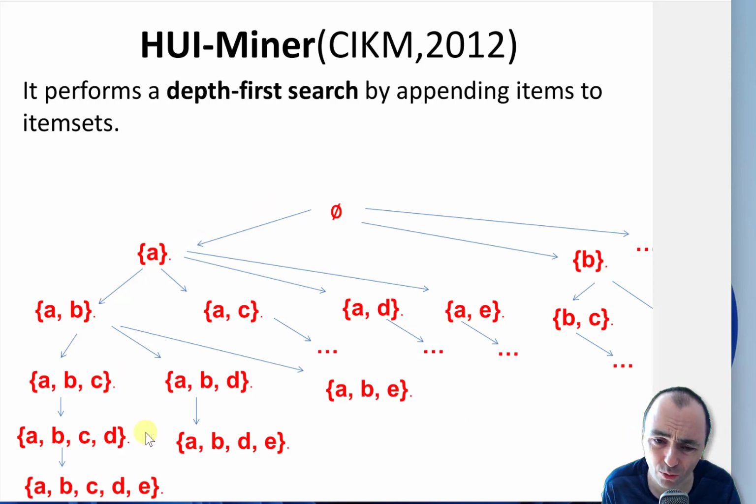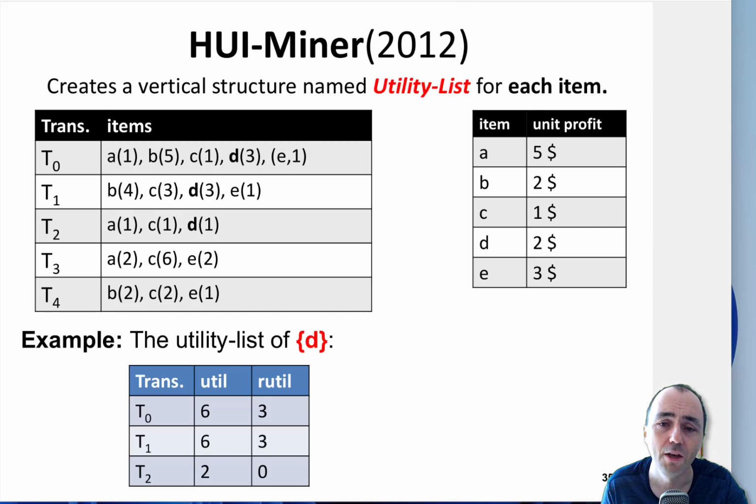And of course, we don't want to explore the whole search space, all the possibilities. So in HUI-MINER, it will use some upper bound to eliminate some possibilities, to find the high utility itemsets more quickly. So how does it work? I will explain to you the basic idea.